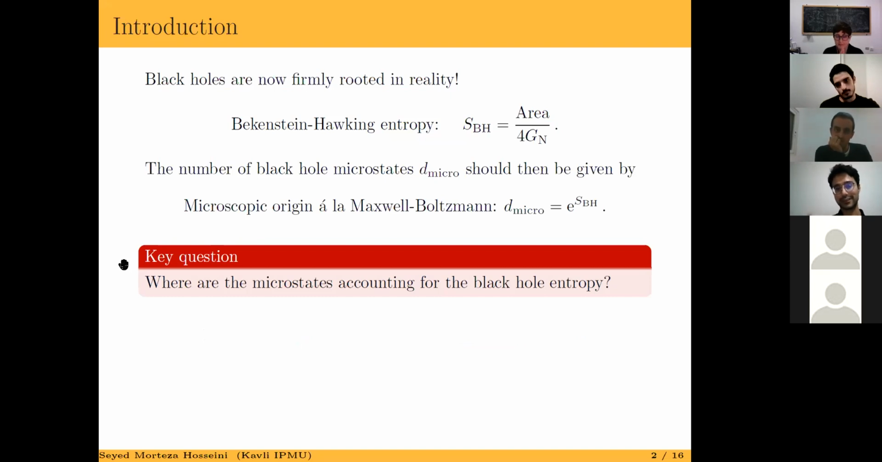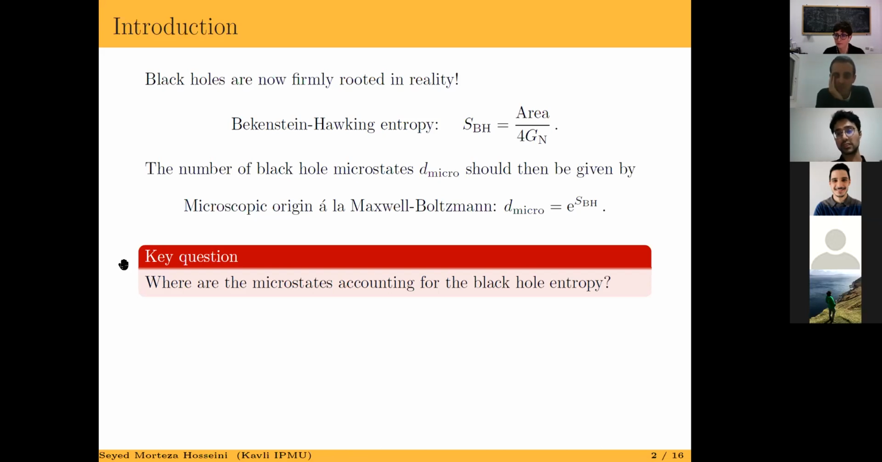As we know, after the imaging by the Event Horizon Telescope, black holes are now firmly rooted in reality. According to the Bekenstein-Hawking entropy law, the entropy of a black hole is proportional to the area of its horizon, or more precisely, in Planck units, it is equal to the area of the event horizon divided by 4G, Newton's constant. But the key question that has to be addressed by a consistent quantum theory of gravity is: where are the microstates accounting for this black hole entropy? So this entropy, if it's going to be a thermodynamic entropy, should have a microscopic origin à la Maxwell-Boltzmann law.